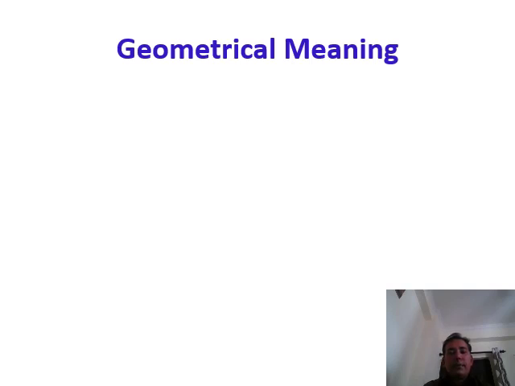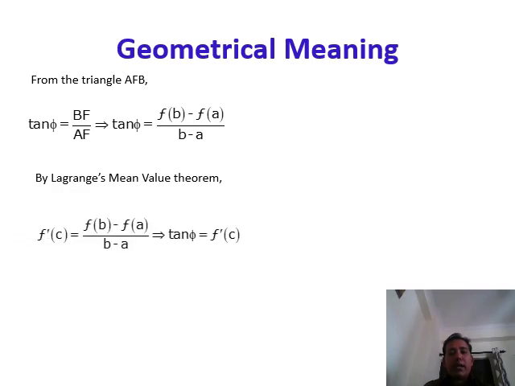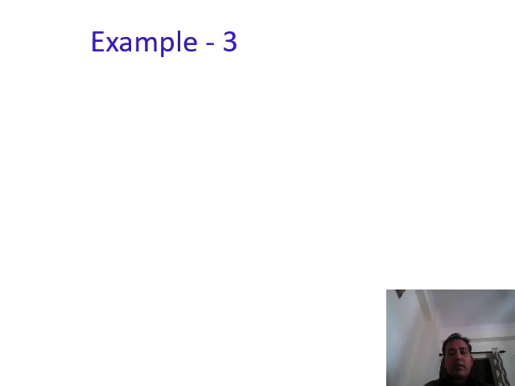Therefore, slope of AB will be [f(b) minus f(a)] upon (b minus a). Hence, according to Lagrange's mean value theorem, f'(c) will be [f(b) minus f(a)] upon (b minus a), implies that tan φ is equal to f'(c). Slope of the chord AB is equal to slope of tangent at c.